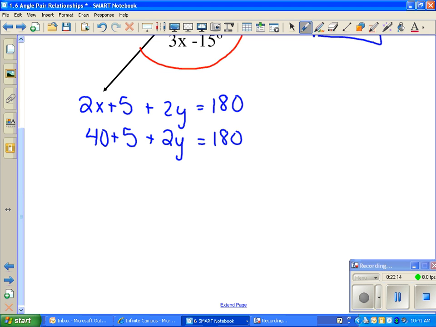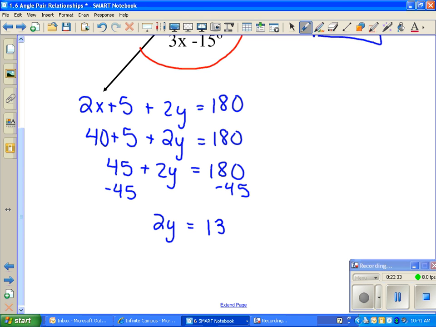All right. What's 40 plus 5? 45. So 45 plus 2y equals 180. Subtract 45 from both sides, and you get 2y equals 135. And then you said divide by 2? Yes. It has a decimal, but what is it? 2 goes into 13 how many times? 6? 67.5. No, 67.5. It has to be exact. Not degrees, it's just 67.5.